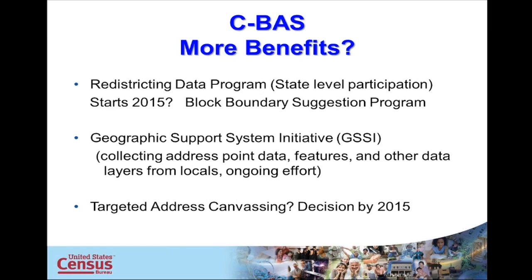The other thing coming up is the potential of a targeted address canvassing for the 2020 census. For 2010, we went out and we canvassed every single block in the nation to update our address list, delete housing units that weren't there, add streets that maybe weren't shown. We're not going to have that kind of money, I'm going to guess, for 2020. And so what we're looking at is actually targeting where we need to do address canvassing. And so the better information that we have, the better decisions we can hopefully make coming up to the next census.